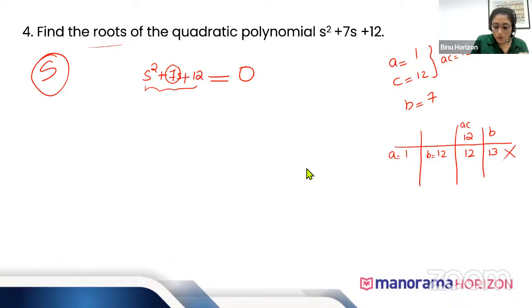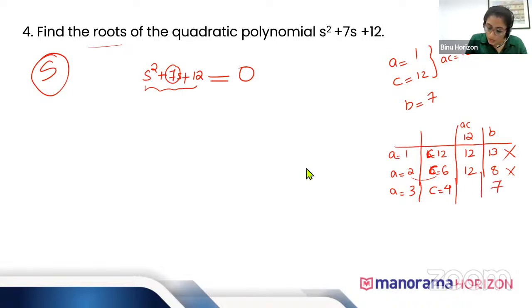Does this satisfy? No. If I take 2 and 6, the product is 12, but adding 2 plus 6 gives 8. Again, this is not satisfied. Now if I take 3 and 4, 3 plus 4 is 7 and 3 into 4 is 12. So the product is 12 and the sum is 7. We need that same combination, so your two numbers will be 3 and 4.